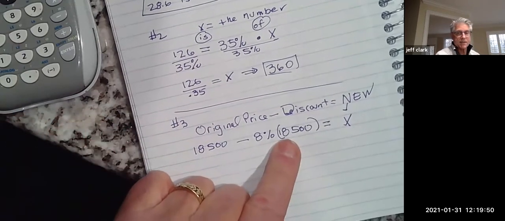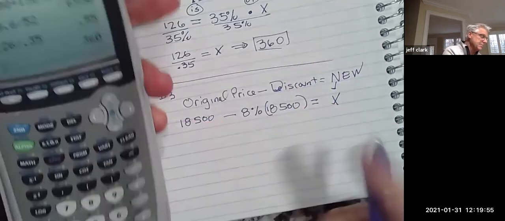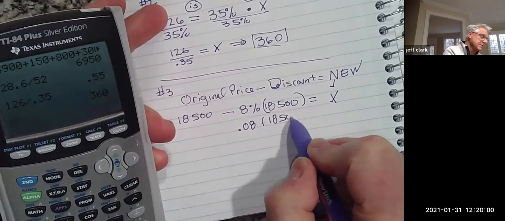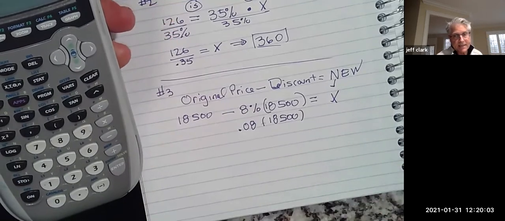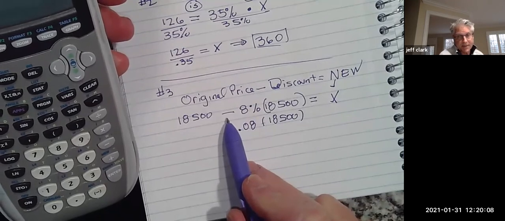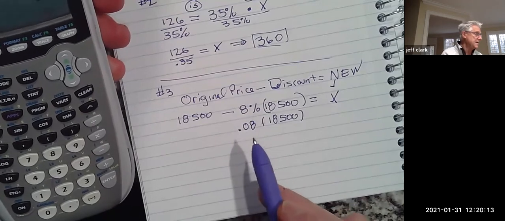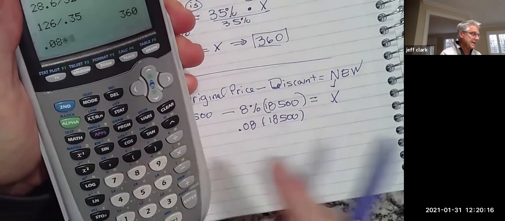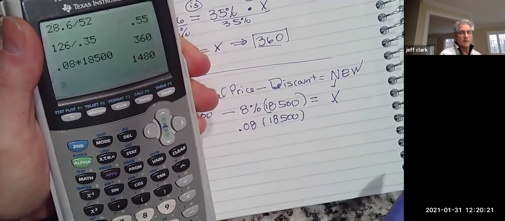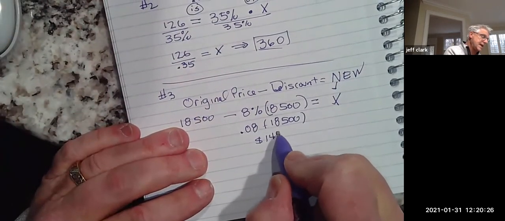Now, if you want to know what the discount is, that's part of the problem. You're going to take 8% times that. Now, remember, 8% is the same as 0.08 times 18,500. 8% as a decimal, move it to the left, 1, 2, and oops, you don't have enough spaces, so you put a 0 in its spot and put a decimal right before it. So 0.08 times 18,500. So there's your discount, 1480.